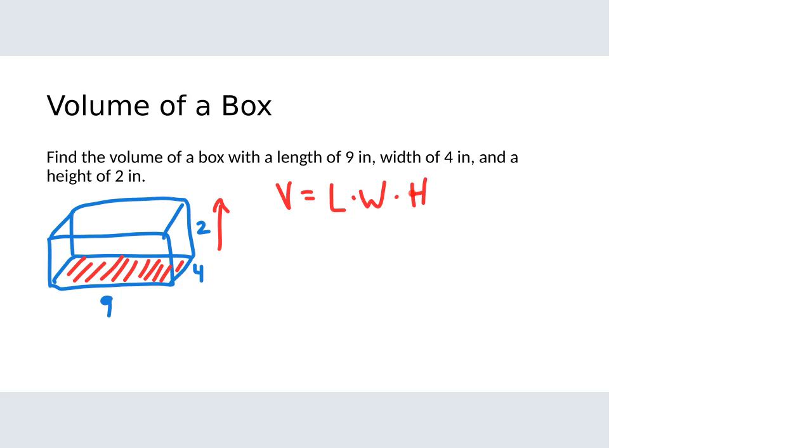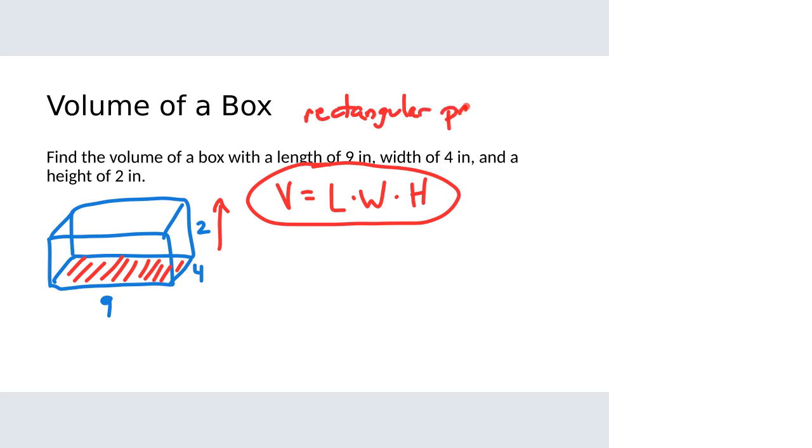Length times width times height. That's going to be our formula for the volume of a box. A more formal name for a box that you may see at some point, I probably won't use it, but our book might, is rectangular prism. Prism is 3 dimensions. It's got the shape of a rectangle, but it's a 3-dimensional rectangle, so it's a rectangular prism. I prefer to use the word box, but if you see rectangular prism, that's what it means.